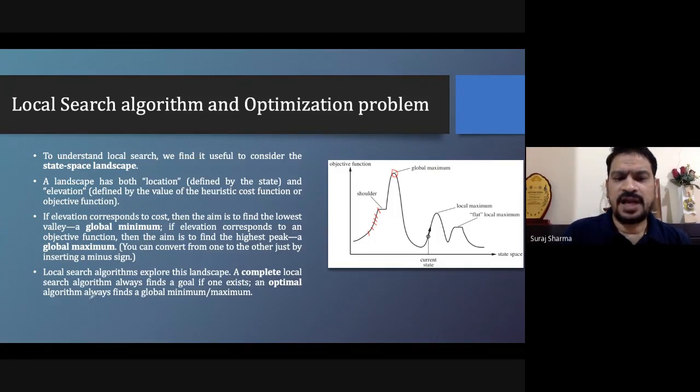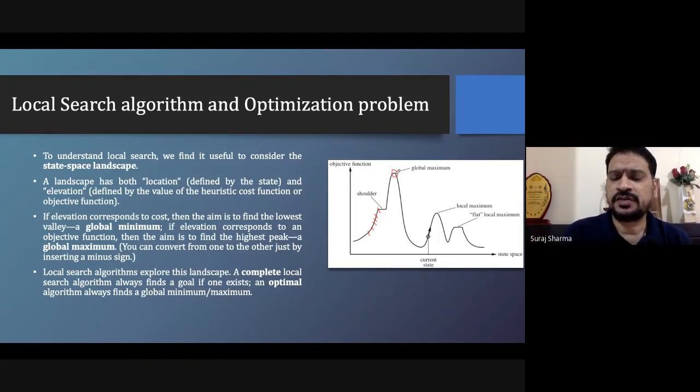An optimal algorithm always finds the global maxima or global minima. If this is about local search, it does not always find the goal. But the optimal algorithm always finds the global value, the global maxima or global minima, whatever is required. If the objective function is to find the minimum value, we'll get the global minima.